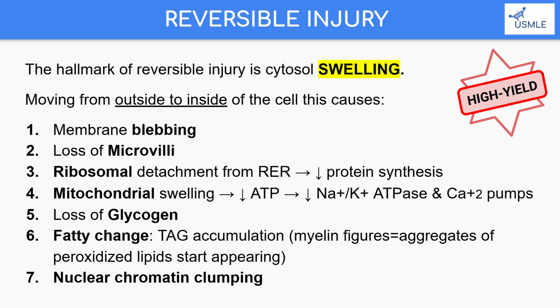In summary, reversible injury is characterized by a series of structural and functional changes that, if the underlying cause is removed, can be fully reversed, allowing the cell to recover and return to normal function.